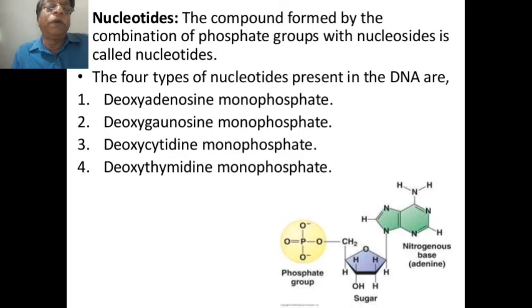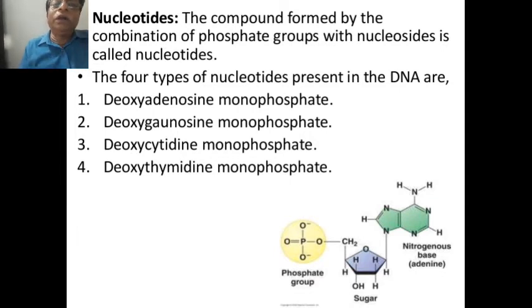In brief, deoxyadenosine monophosphate is called DAMP. Likewise, DGMP, DCMP and DTMP. It is for 2 marks.